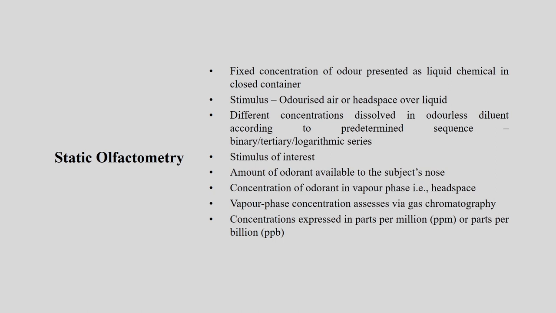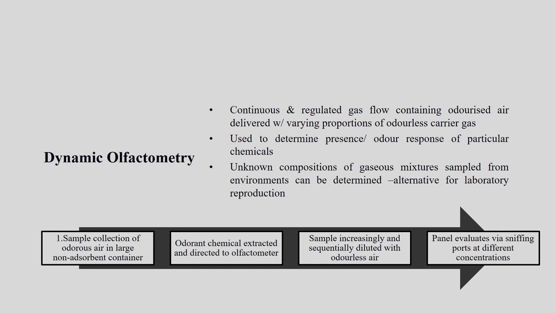Now, coming to dynamic, how do we do it? First, we collect a sample of the odors in a large non-absorbent container, then the odorant chemical is extracted and directed to the olfactometer, because you have an instrument named the olfactometer. Then the sample is increasingly and sequentially diluted with odorless air, because you have a component which has odor and you are slowly diluting it. So it's a dynamic process, that's why it is the dynamic olfactometer, and the panel evaluates by sniffing the ports at different concentrations. Here the concentration is this, then this, and slowly something comes which is odorless. So, how is it happening? How long is it taking? That process is the dynamic olfactometry.